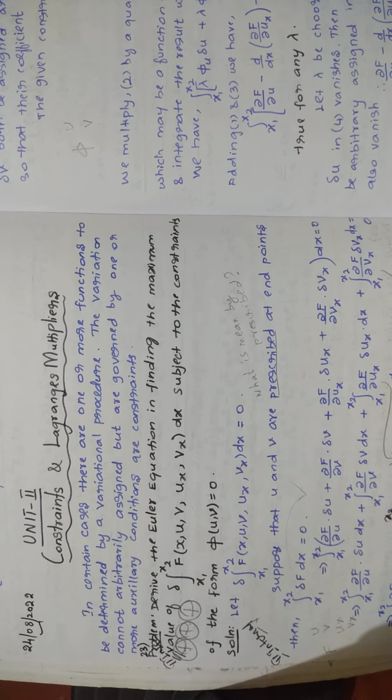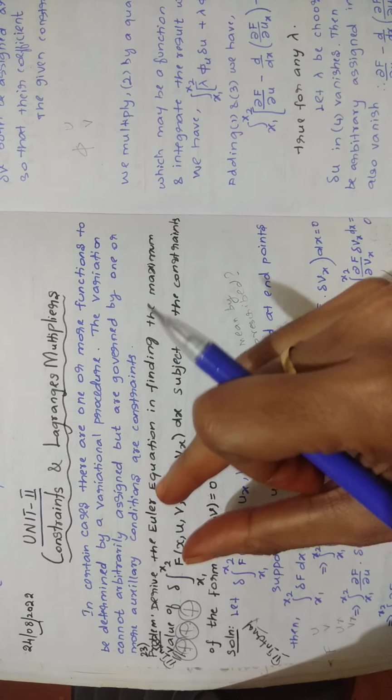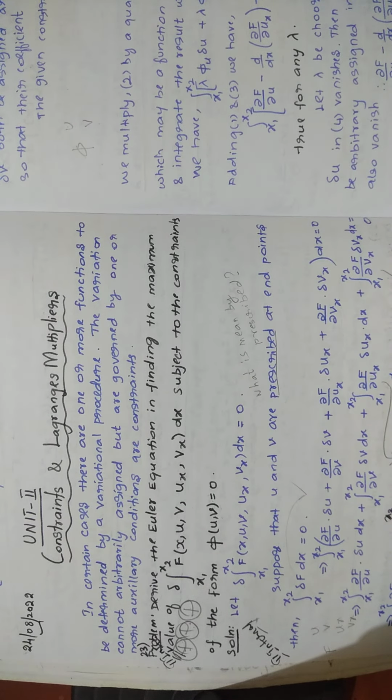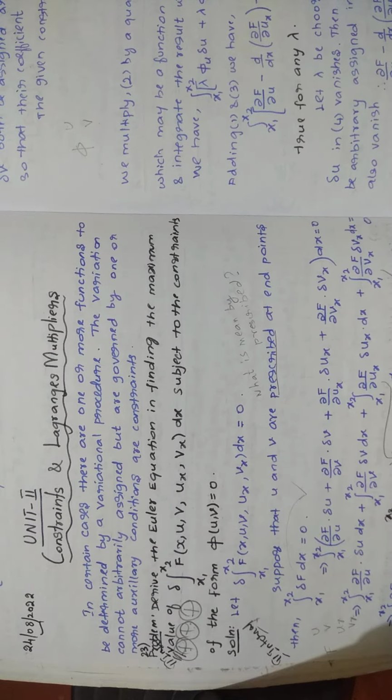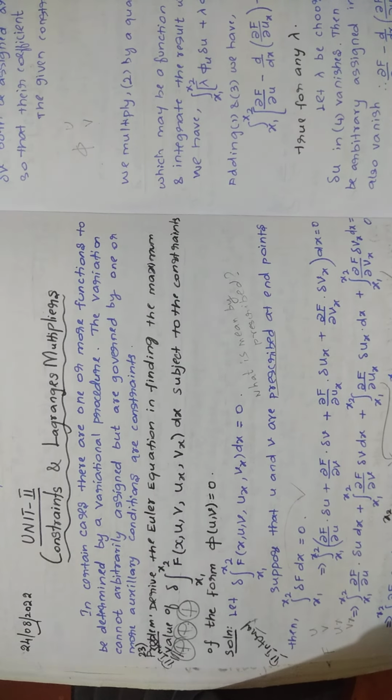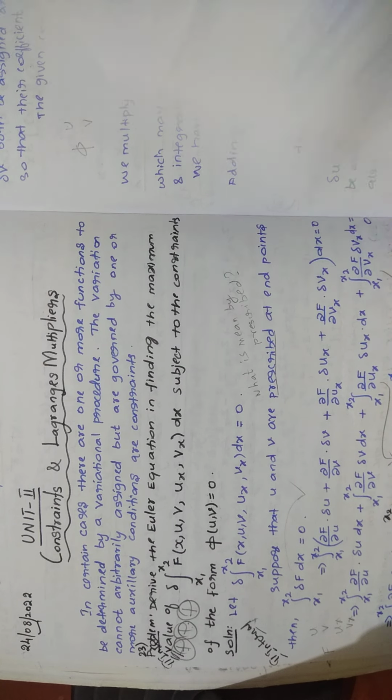Yes. In finding the maximum value of this, that is, using this you are going to derive the Euler equation. Also they have given you a constraint. It means a condition is given, that is this. Using these two we are going to derive the Euler equation. So let's see how.